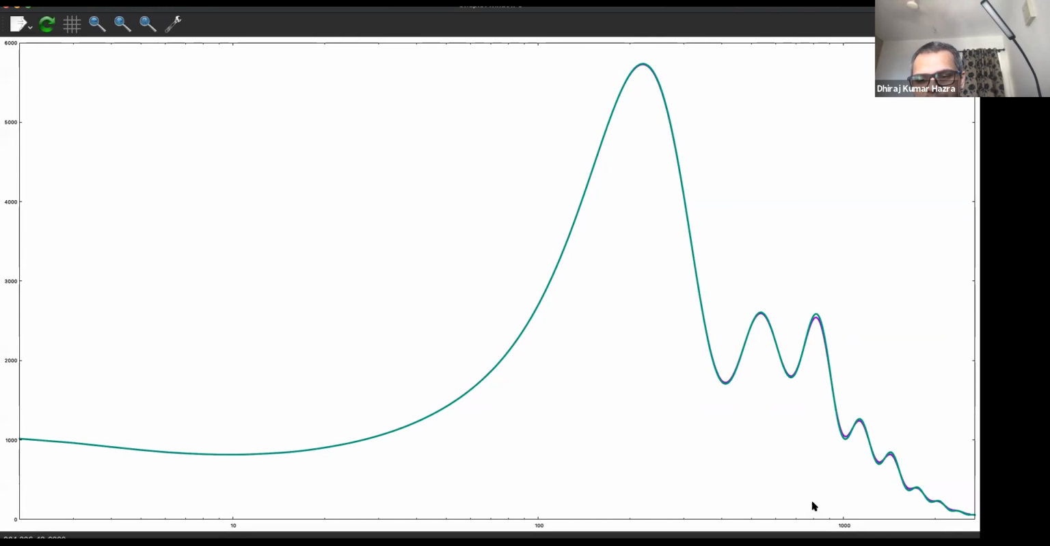WMAP had detected up to L equal to 800. So that means up to this point. Okay, this is 900, I think. Let me check. I'm not able to see this. 600, 700. Yeah, this is 800. So WMAP has been able to detect this here up to here.